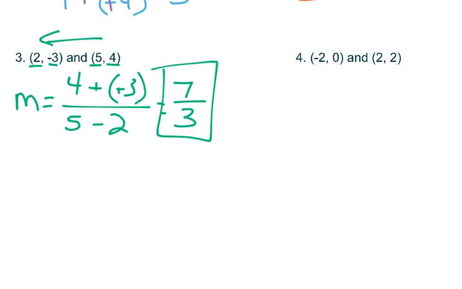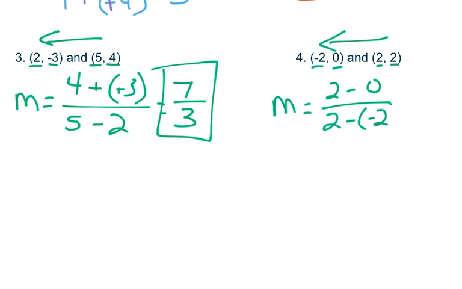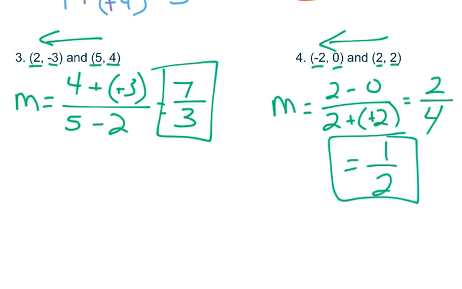All right, let's try one more. Negative 2, 0, and 2, 2. We'll go right to left again just for consistency. So we'll start with our y values. So we'll go 2 minus 0. Then we'll go to the x values. 2 minus negative 2. 2 minus 0 is 2. 2 minus negative 2, same thing as 2 plus 2. That's not 2, that is 4. And then 2 over 4, we can simplify down into 1/2, and that would be your answer. Leave your answer as a fraction. It will make a lot of sense here shortly.